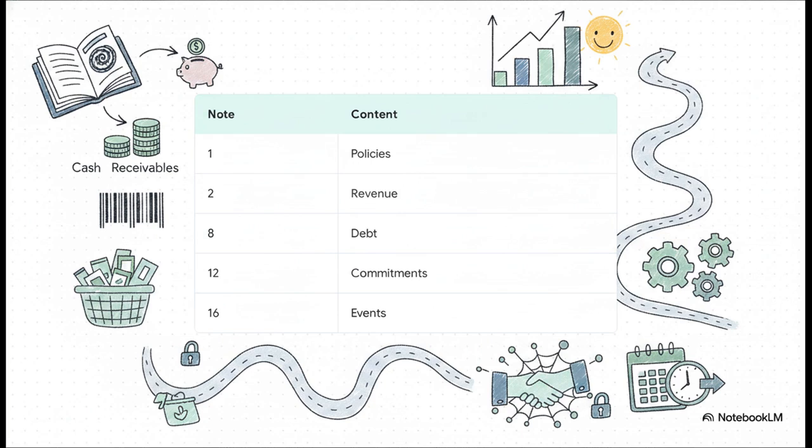Note 1 is almost universally the summary of significant accounting policies. Then, you generally follow the flow of the balance sheet and income statement, moving through cash, receivables, inventory, up to major items like revenue in Note 2, long-term debt around Note 8, our old friend commitments and contingencies around Note 12, and you typically wrap up the entire shebang with subsequent events as your final note. It's just a logical journey from the foundational rules down to the specific line items.